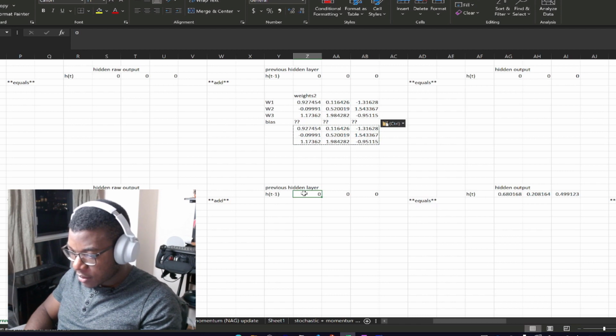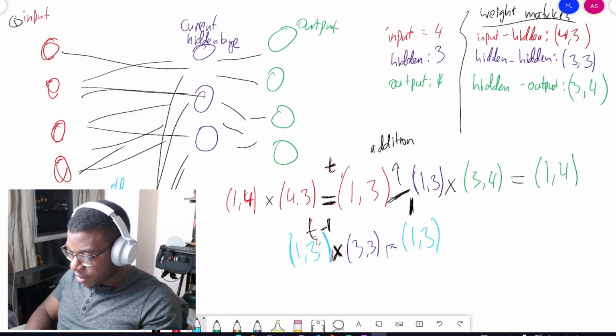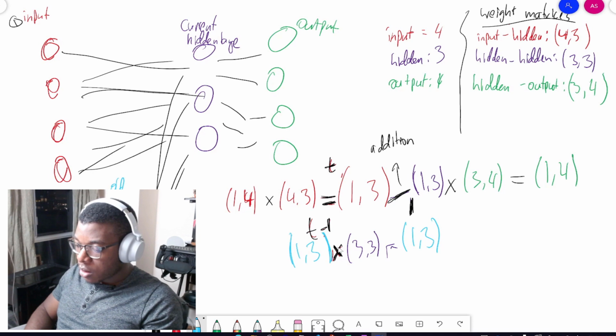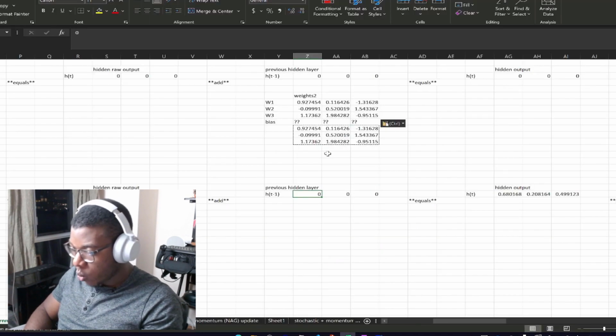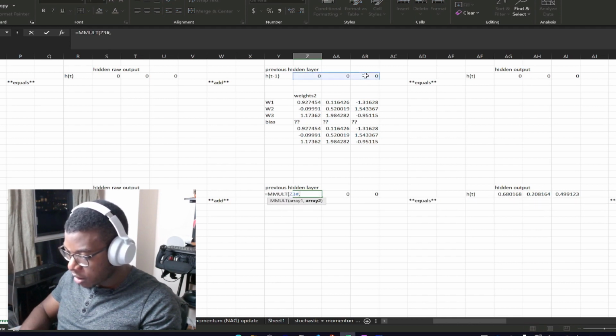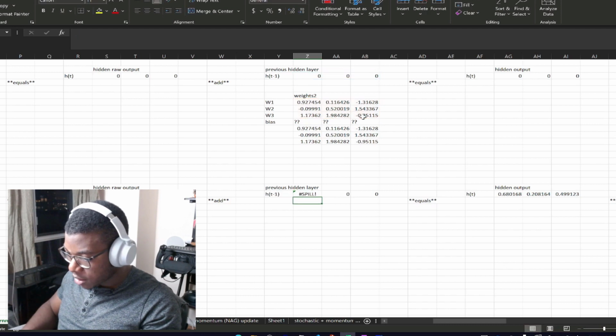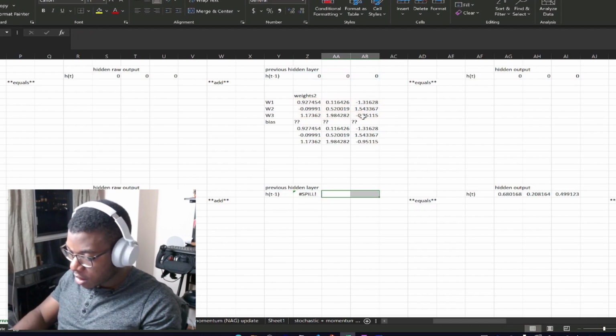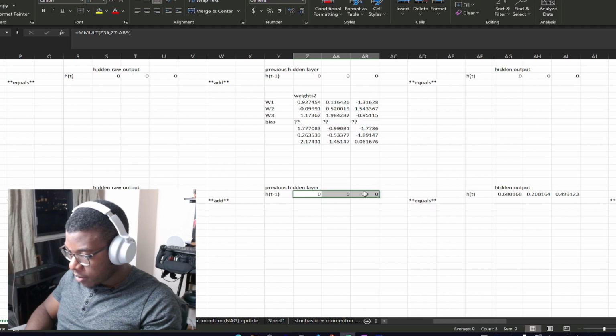Okay. So now we have our weights. Now we're going to take our old hidden, multiply it by our weights within the hidden layer, and that'll give us another 1x3 matrix. So we're going to take our previous hidden, matrix multiplication, multiply it by our current weights. That should give us a 0. It's fine with me.